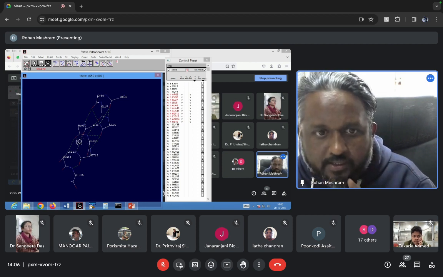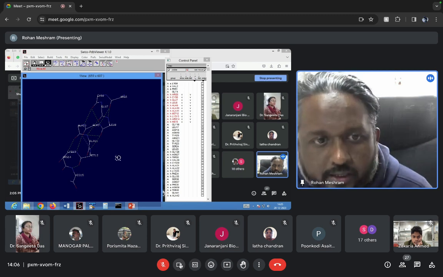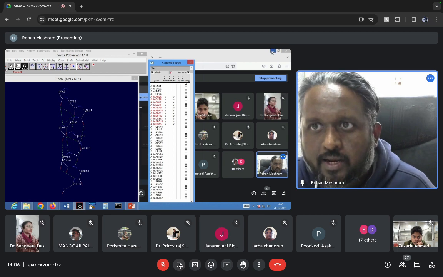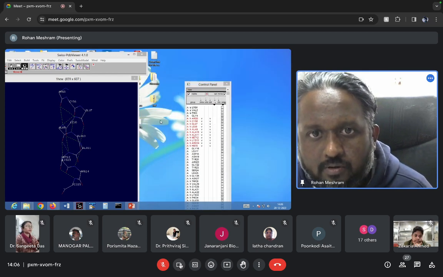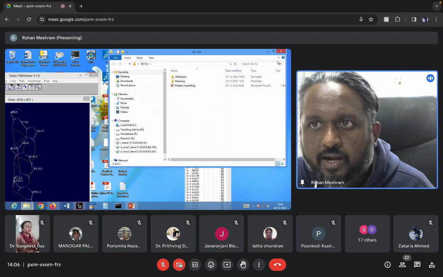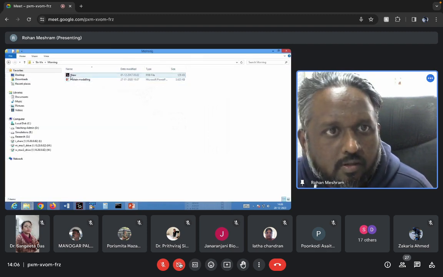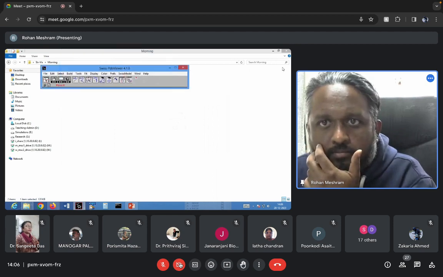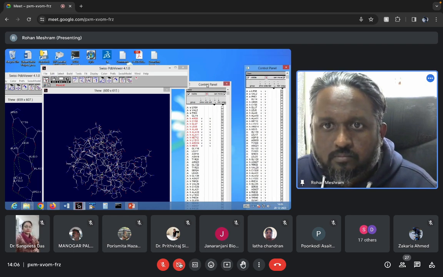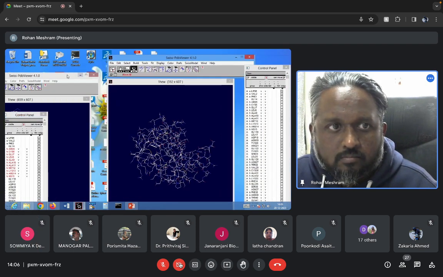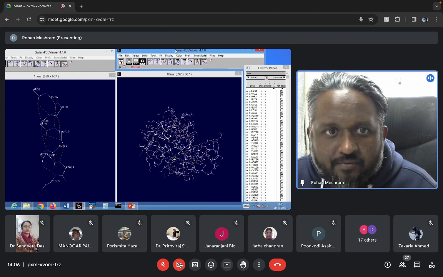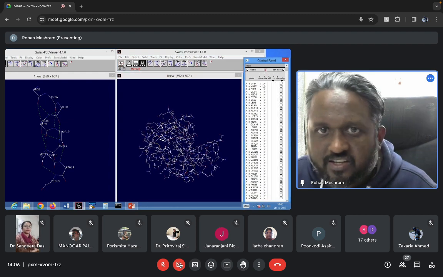Okay, I hope I am clear with this now. So now let us compare, let us keep it as it is, and let us open the same molecule and try to visualize. We are done with helix. Now let us try and visualize the beta sheets.